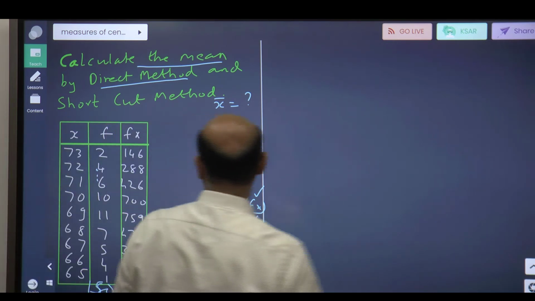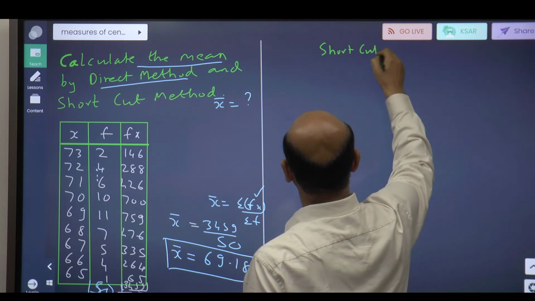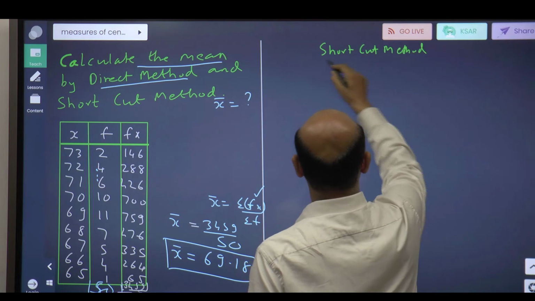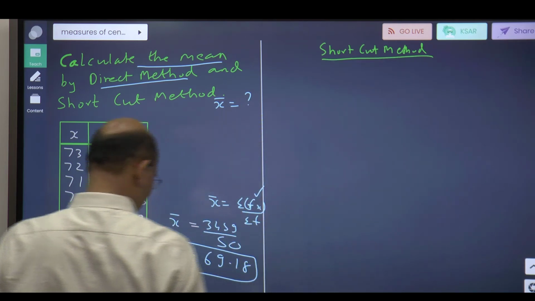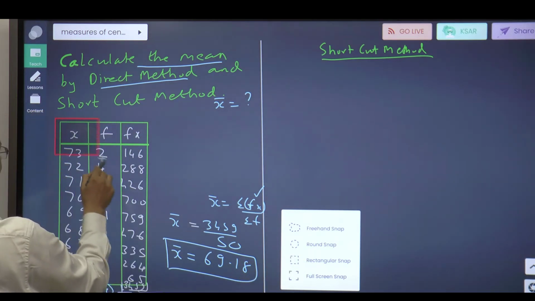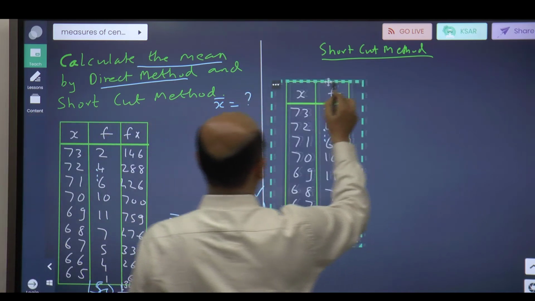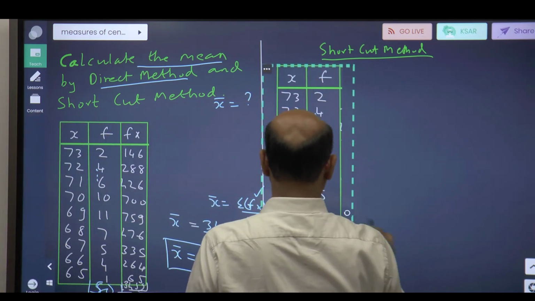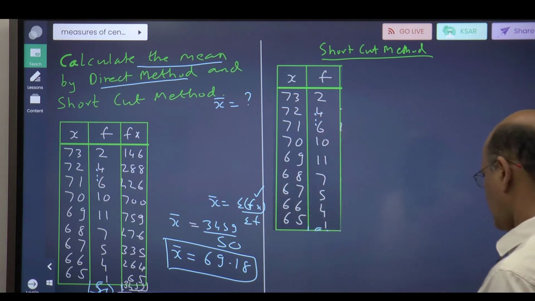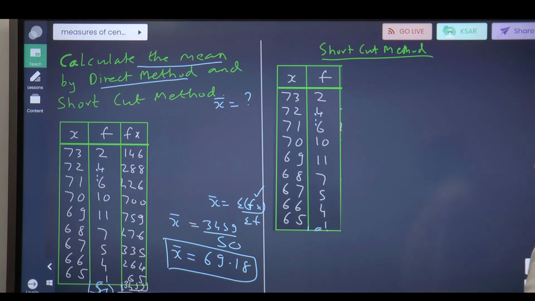The shortcut method. Now remember what is the shortcut method. I will just copy this out quickly, guys, so that it becomes easy for us. Okay, here we go. Now I wrote this data here. I hope this is the same sum. I am using the shortcut method.